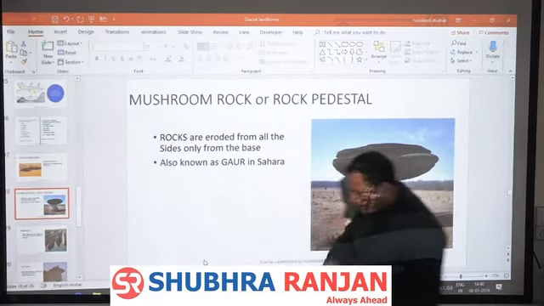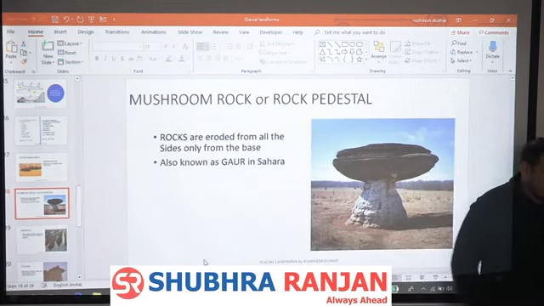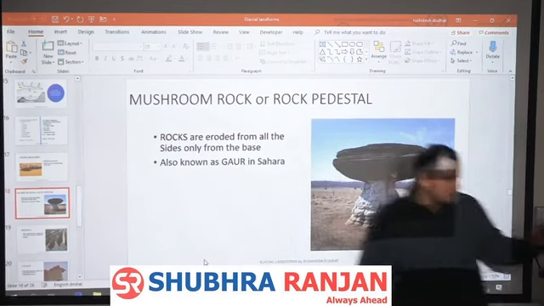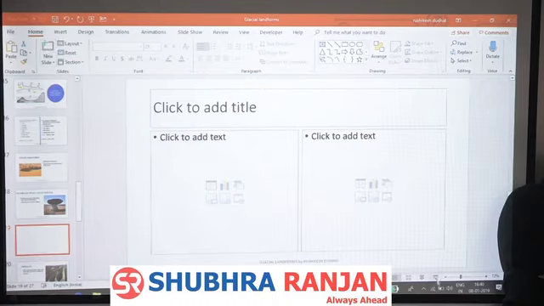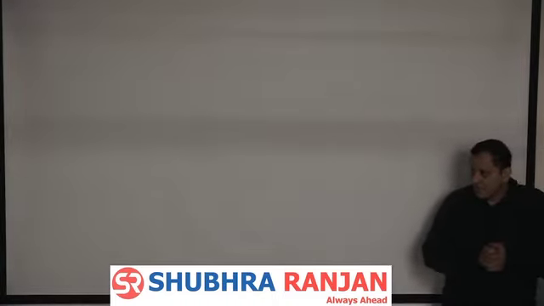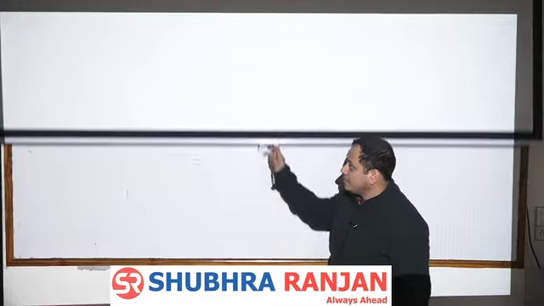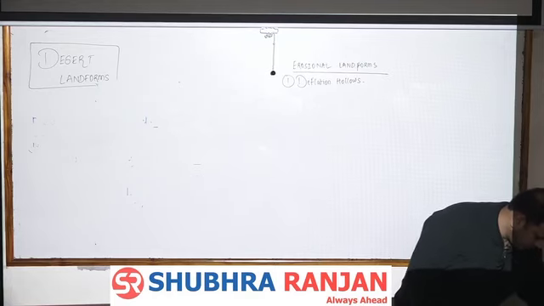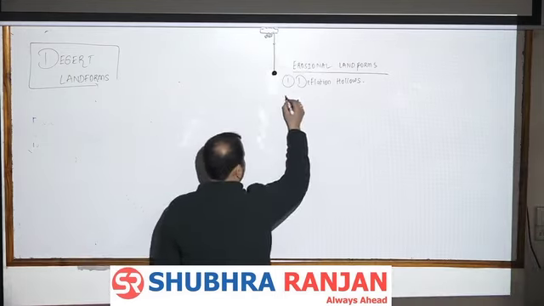So you can take down: as the wind does not have any specific direction, the rocks are eroded from all the sides, but only from the base. Such rocks are known as mushroom rocks.